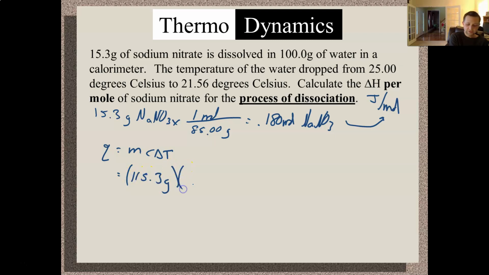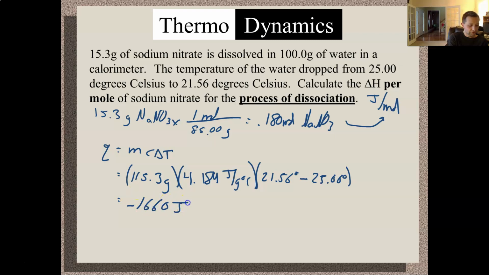grams. Your specific heat, most of this is water, right? And I think I mentioned that in the simulation. So we could use the specific heat for that, 4.184 joules per gram degree Celsius. And your delta T is T final, 21.56 degrees, minus T initial, which is 25.00 degrees. Figured out, you get a Q value of negative 1660 joules. Okay, let's think about this real quick.